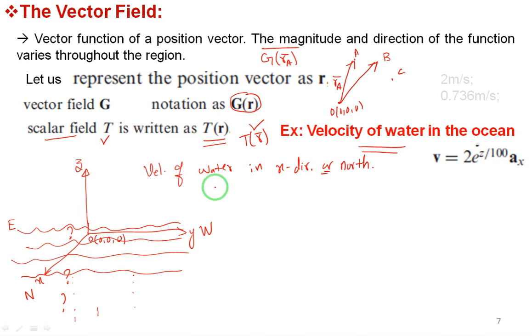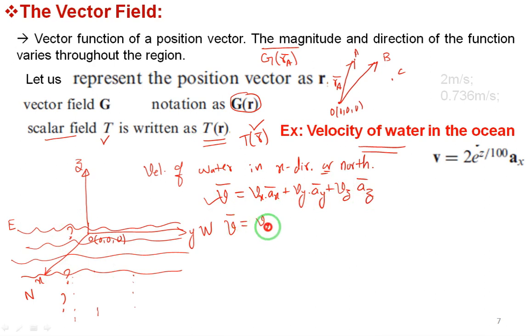Okay, first I want to represent the velocity vector, the general velocity vector. I will write it as Vx into Ax plus Vy into Ay plus Vz into Az. This is the general velocity vector, right? Then I want to make use of the notation of a vector field.